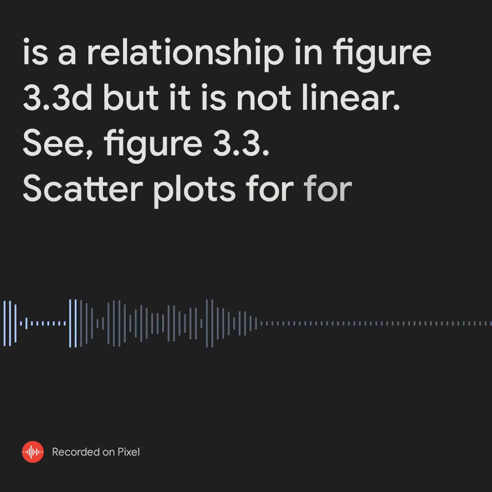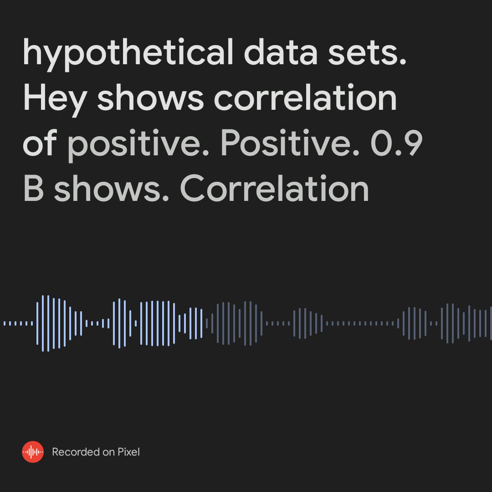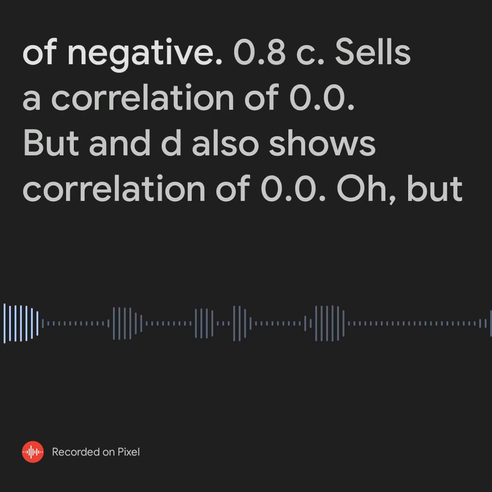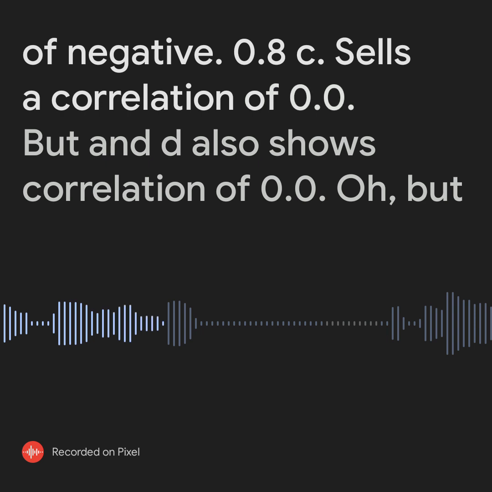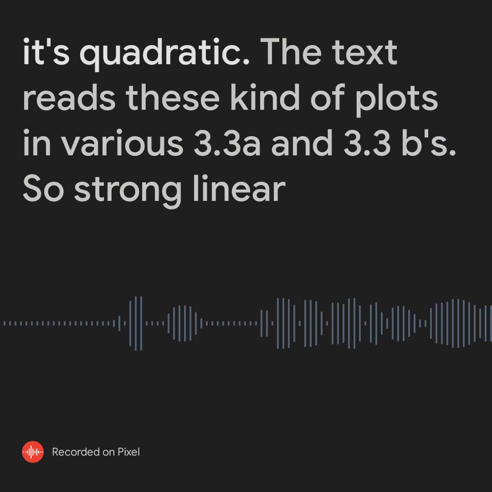Scatter plots for four hypothetical data sets. A shows a correlation of positive 0.9. B shows a correlation of negative 0.8. C shows a correlation of 0.0. And D also shows a correlation of 0.0, but it's quadratic.